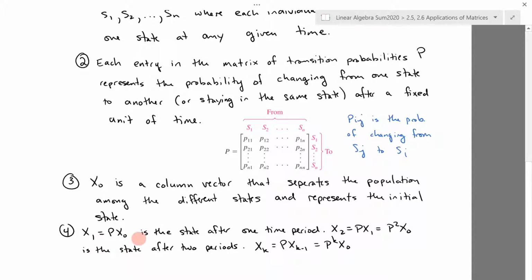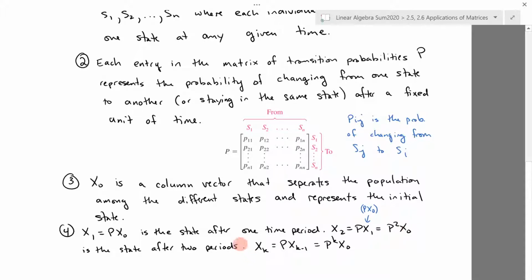And if we want to calculate how the population changes over additional units of time, we just keep multiplying by P, right? So if we take x1 and then multiply on the left by P, we'll reach the state after 2 units of time. But multiplying x1 by P is equivalent just to multiplying x0 by P squared, right? Because if x2 is P times x1, and then x1 is in turn P times x0, right? So then x2 is just P squared times x0.